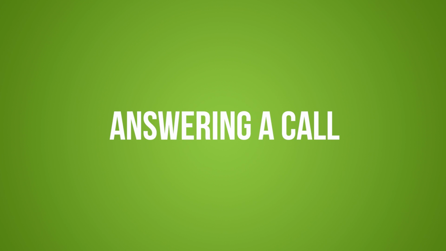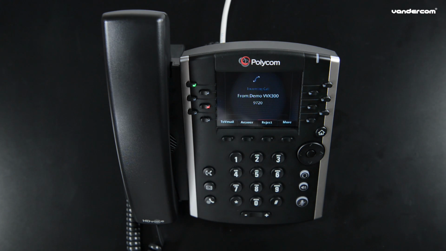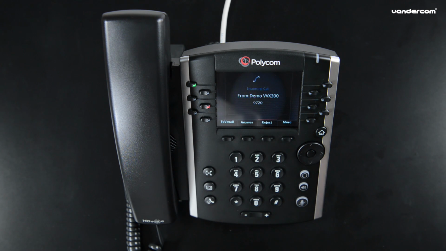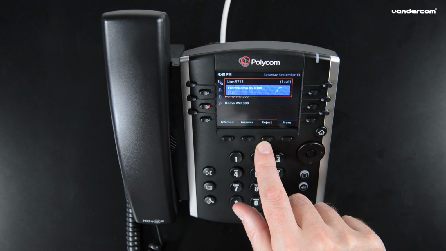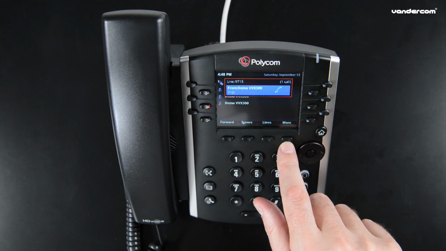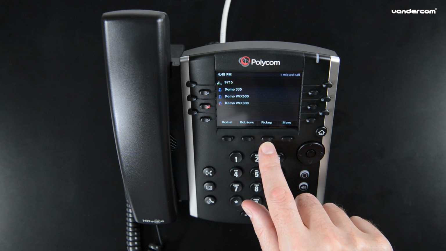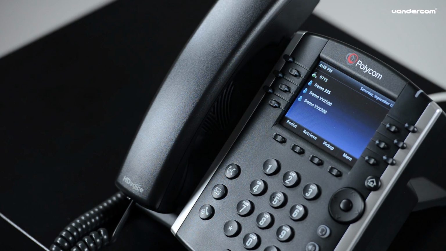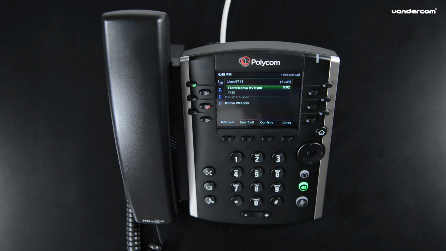Answering a call. A ringing call displays on the screen. Options appear for you to handle the incoming call on the display. To VMail, to send the caller to voicemail. Answer. Reject to disconnect the caller. Press More for other options such as Forward to a colleague, Ignore to silence the call, or Lines. Answer by pressing the Answer soft key, the speaker key, or by lifting the receiver.